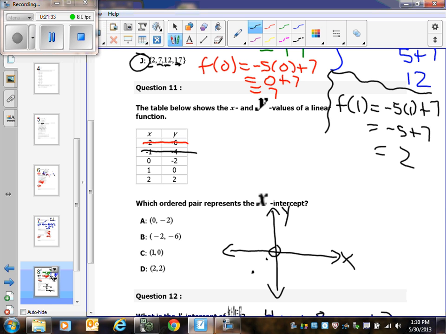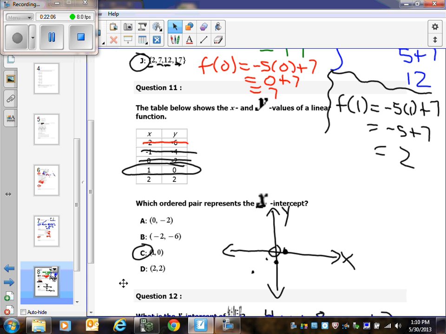Now, 0, -2. 0, -2 would be on the y-axis, but we want the x-intercept. 1, 0 would be right here. So this is our answer. Our answer is 1, 0, because 1, 0 is on the x-axis, which makes 1, 0 your x-intercept. So our answer is choice C.